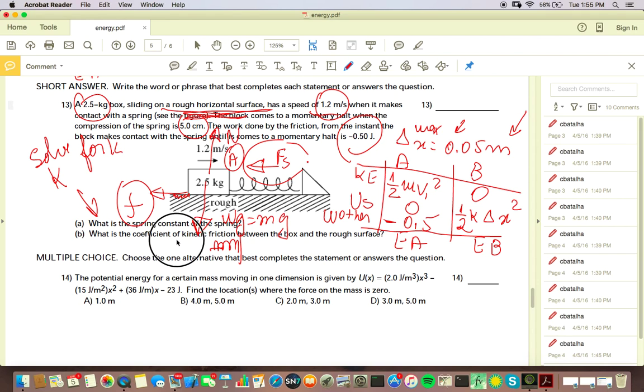What is the coefficient of kinetic friction between the box and the rough surface? Well, we want to find the coefficient of kinetic friction. And we know that friction force is equal to the coefficient of kinetic friction times the normal force. In this case, the normal force is the weight of that block.